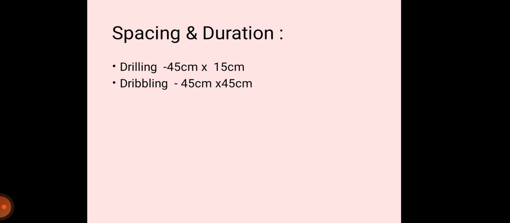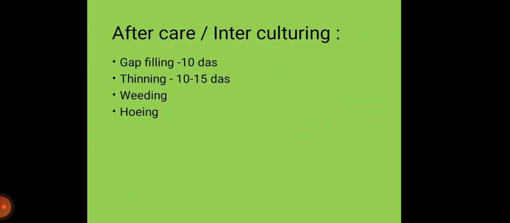Then we discuss the spacing and duration. Generally with the drilling method, 45 centimeter into 15 centimeter is the optimum spacing for the sorghum crop. When the dibbling method is used for sowing, 45 centimeter into 45 centimeter is the optimum, or wider spacing should be used.